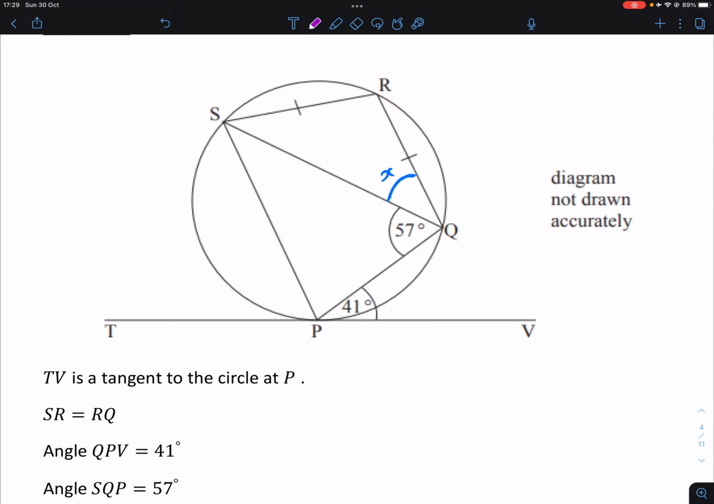So the first circle theorem that I see is the alternate segment theorem. So that is the angle between a tangent and a chord is equal to the angle in the alternate segment. You can just write alternate segment theorem, and that will get you the marks for it as far as the reason goes. So we get 41 degrees from that.